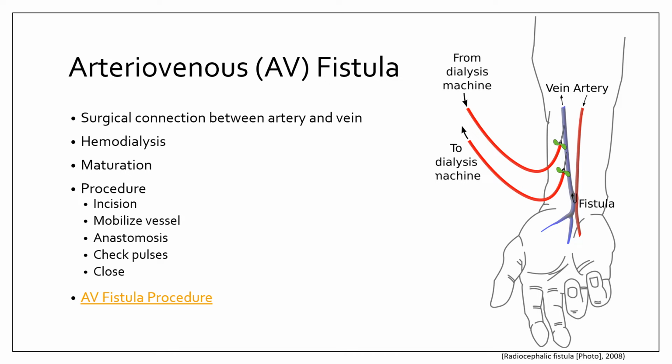The surgeon will make an incision in their lower arm. Usually the AV fistula can be in a variety of different places, but typically it's here, as shown in this picture. After the surgeon makes the incision, he will dissect down and mobilize the vessel and the artery that he wants to utilize. He will perform an anastomosis and connect that vein and artery together. Check pulses to make sure the blood flow is working well, and then they will close up.